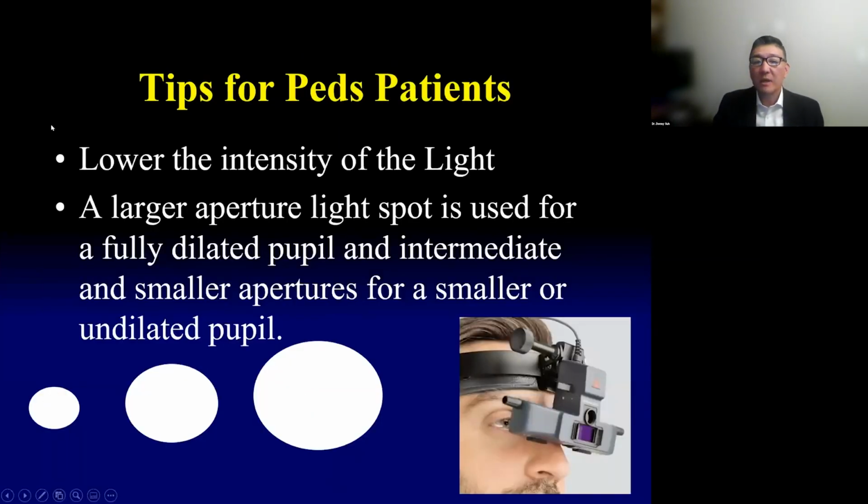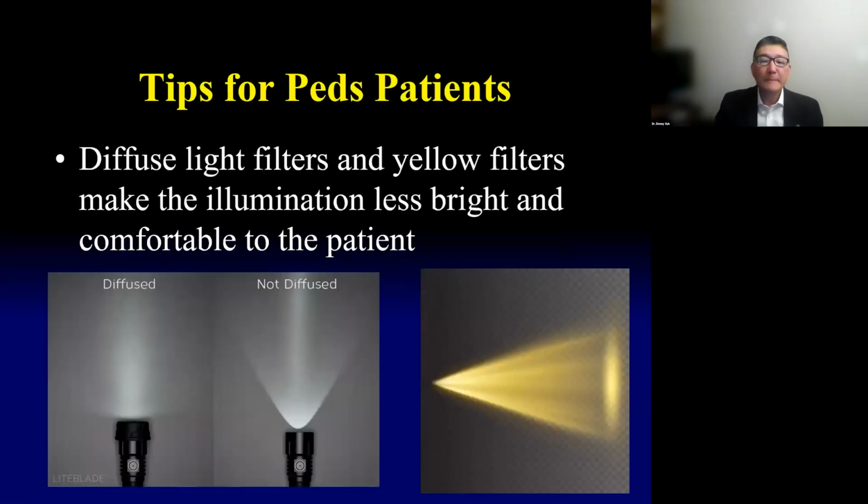And then, you don't need the entire intensity of the light, so lower the intensity and use a larger aperture. With this knob right here, you can change the aperture of the light spot. Usually, for the fully dilated pupil, use the larger aperture. For smaller pupils, use smaller apertures. So just play with it.